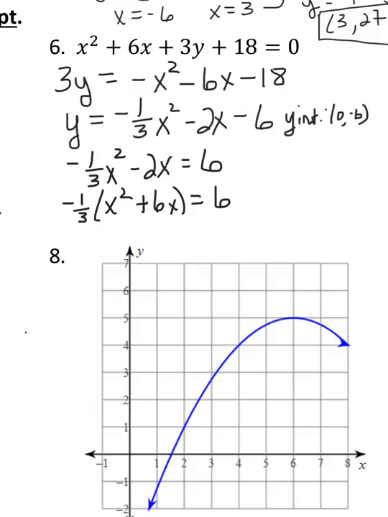So now what we're going to do is take this amount right here and finish completing the square, and then get the vertex form. That's going to give us our vertex and our axis of symmetry.